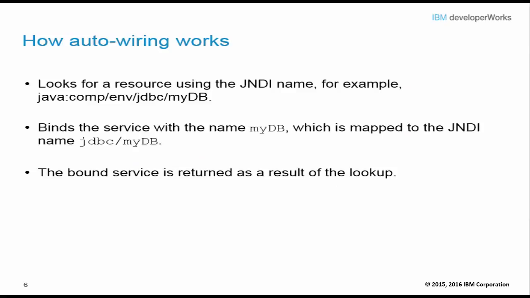Auto-wiring is working as follows. Application does a lookup for a resource using the JNDI name, for example, JDBC/mydb. Service is created with the name mydb, and this service is mapped to the JNDI name, JDBC/mydb. It gets bound to the application when it is pushed to the cloud. As we mentioned earlier, mydb is specified under services in the manifest.yml file bound to the application.